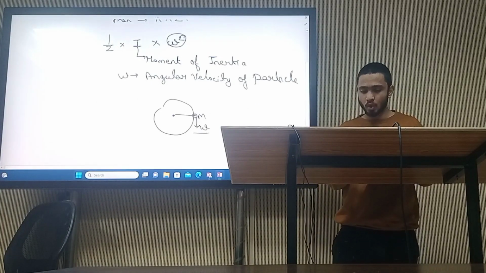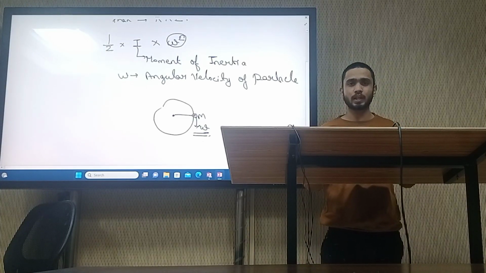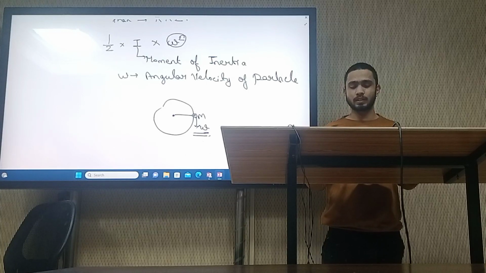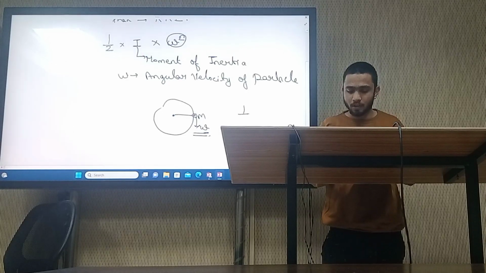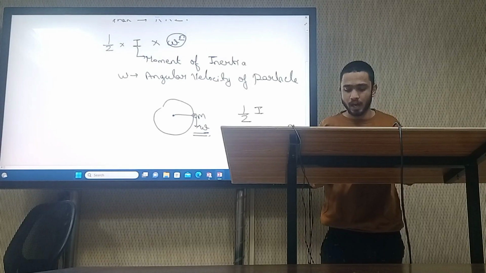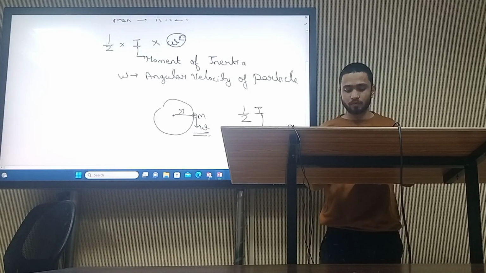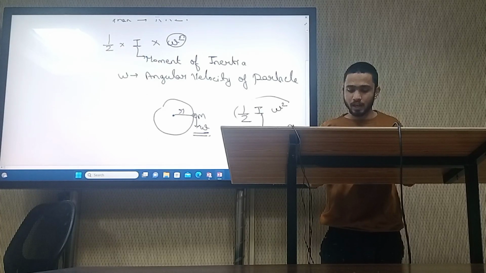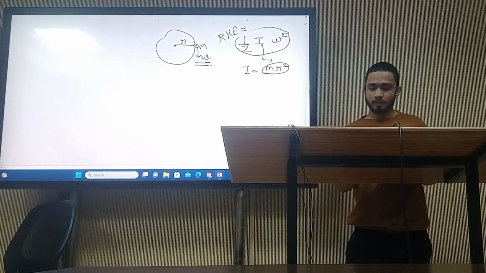So suppose that there is a particle of mass m which is connected to the center and moving with angular velocity omega. So what is the energy associated with it? It has no potential energy, and translational kinetic energy is 0, and it is performing rotational motion. So its energy will be half into moment of inertia. It is at the distance r, so moment of inertia from the center will be m into r square. So this is the moment of inertia I, and omega square. This is the rotational kinetic energy associated with it.